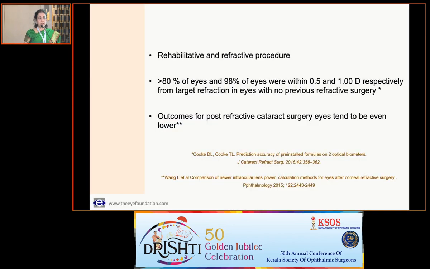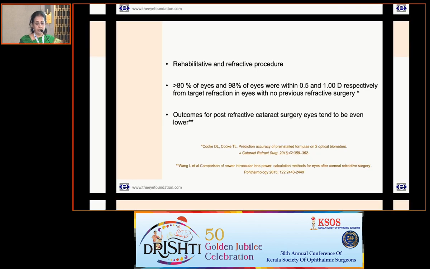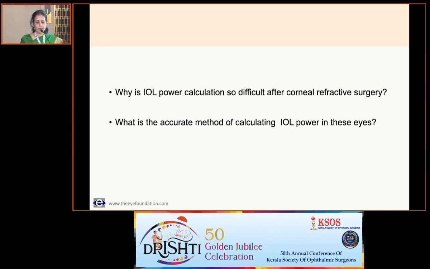So essentially, we all know that today cataract surgery is not just rehabilitative, but also a refractive procedure, wherein more than 80% of the patients are within plus or minus 0.5, and 98% of them are within plus or minus 1 diopter of target refraction if there has been no refractive surgery done. But the outcomes become challenged if there has been a refractive surgery done and you come for a cataract surgery.